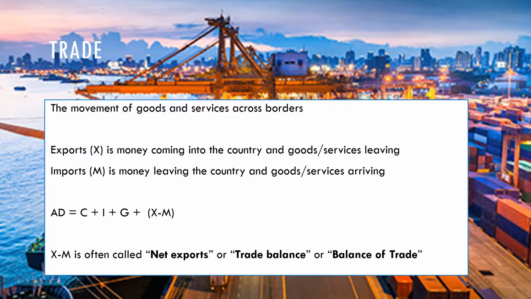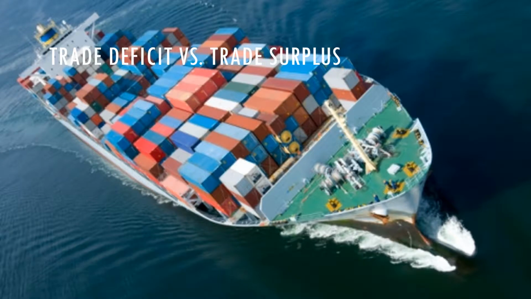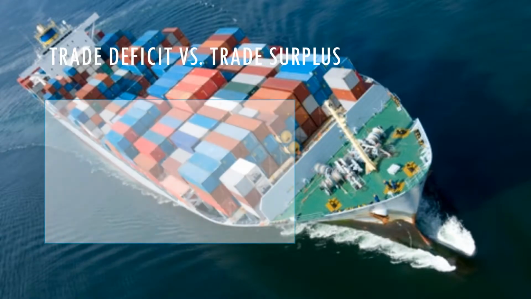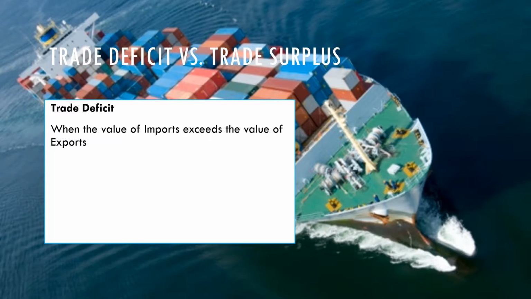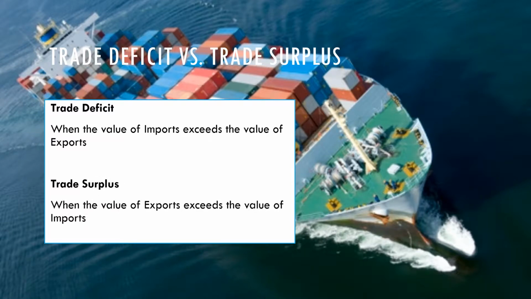X minus M, that term within aggregate demand, the difference between exports and imports, is often called net exports because imports have been subtracted, or sometimes the trade balance or balance of trade. So let's look at two key terms now, trade deficit and trade surplus. A trade deficit is where the value of imports exceeds the value of exports. So the balance of trade overall will be a negative number, M is greater than X. A trade surplus, on the other hand, is when the value of exports exceeds the value of imports. So normally this would be a positive value in the balance of trade, X is greater than M.